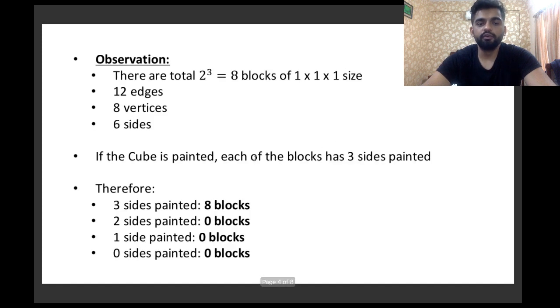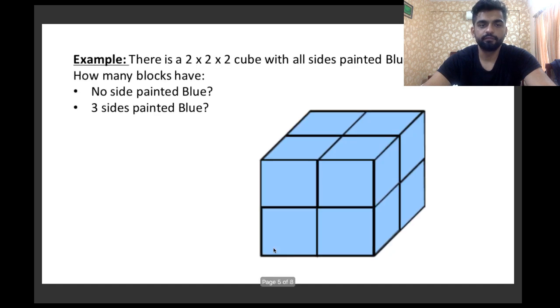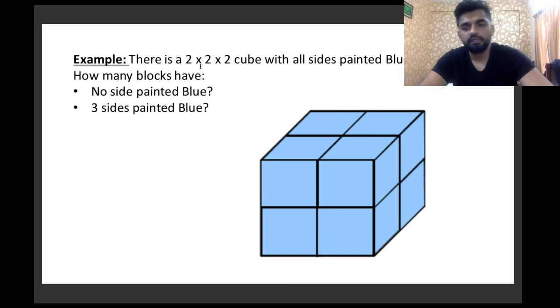So in a 2 into 2 into 2 cube, if the sides are painted, you get all the smaller blocks with all 3 sides painted. Therefore, 3 sides painted will be 8 blocks, and there are in total 8 blocks in this cube. 2 sides painted will be 0 blocks, 1 side painted will be 0 blocks, and 0 sides painted will be 0 blocks again.